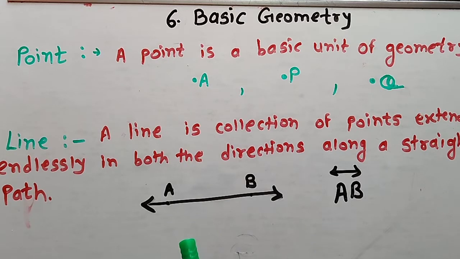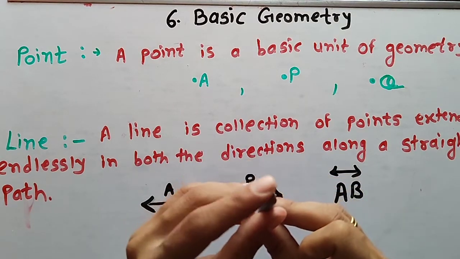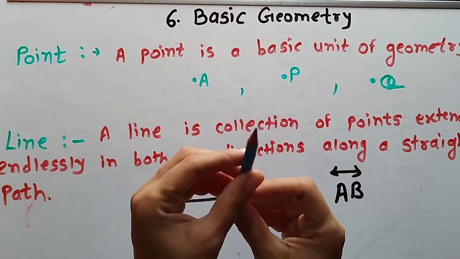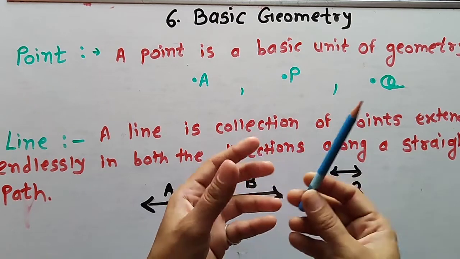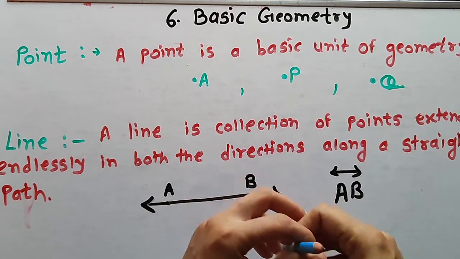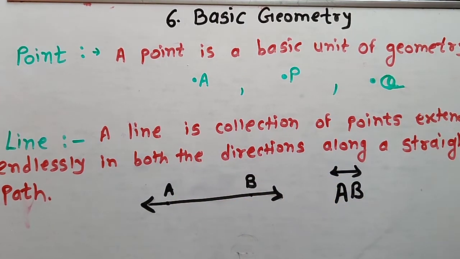Some physical examples of a point that you see in daily life are the tip of your pencil, the pencil lead, and the tip of a pin. These are examples of a point.